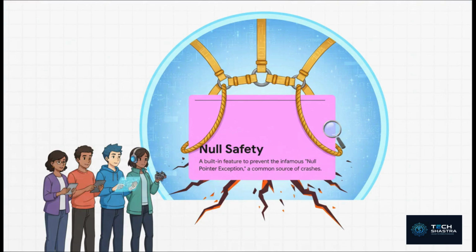You might have heard people talk about the billion-dollar mistake in programming. That's the null pointer exception. Well, Kotlin solves this with built-in null safety. The safety harness analogy is perfect. The language itself won't let you fall into this common trap. It actually forces you to think about what happens when data might be missing.